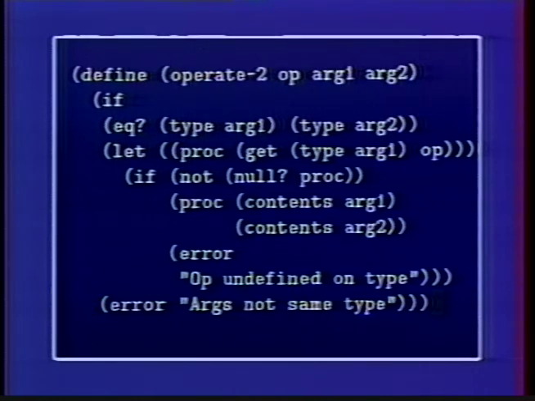If they do have the same type, we'll do exactly what we did before. We'll go look and filed under the type of the argument. It's this arg1 and arg2 have the same type, so it doesn't matter. Right, so we'll look in the table, find a procedure. If there is a procedure there, then we'll apply it to the contents of the argument 1 and the contents of arg2. And otherwise, we'll say error, undefined operator. Right, so there's operate 2.